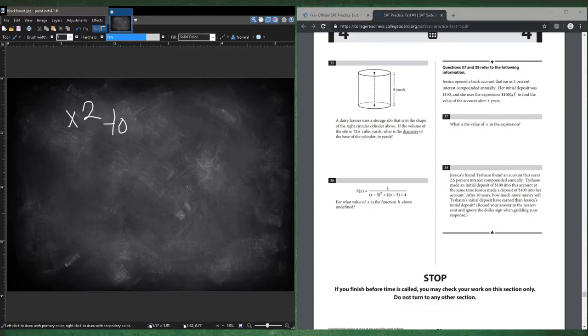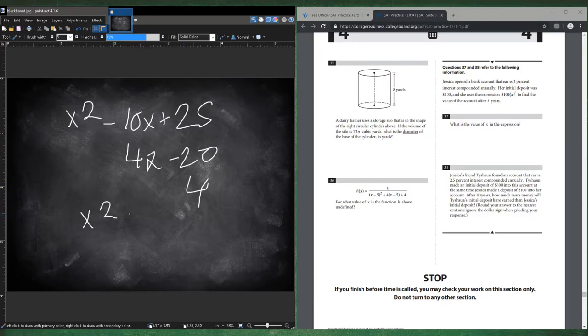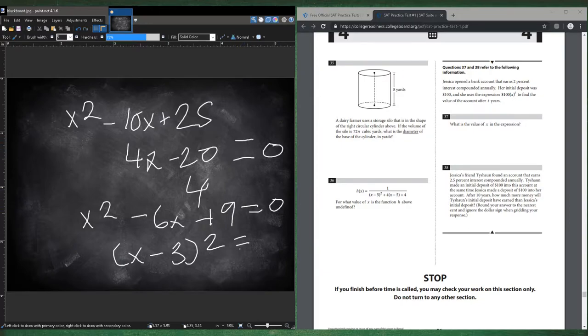So it'll be x squared minus 10x plus 25. And then it will be 4x minus 20. And there's 4 left over. So this would make x squared minus 6x plus 9. This would factor out to (x minus 3) squared, which is supposed to equal 0. So x is equal to 3, so that's the answer.